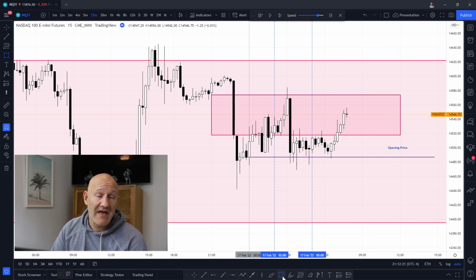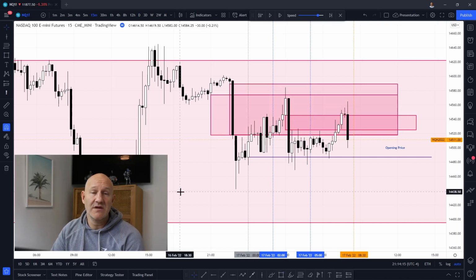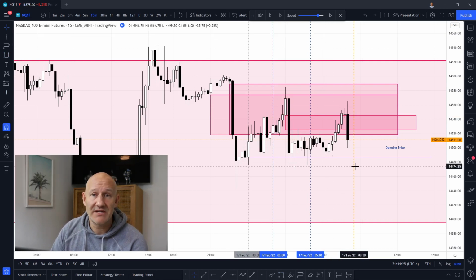So I'm just going to mark out these fair value gaps on the 15-minute chart. That's going to give us that confluence we're looking for. So we have these overlapping fair value gaps, which is just going to give us a higher probability setup. So I've marked up those additional fair value gaps now on the 15-minute chart, and I've also marked up that 8:30 news event so we can see that on the chart.